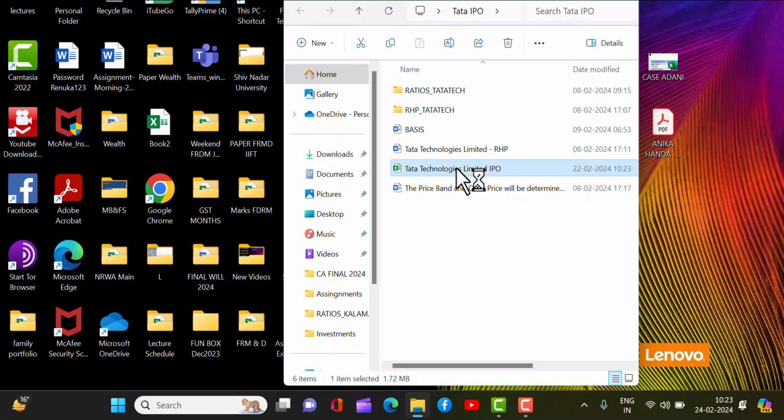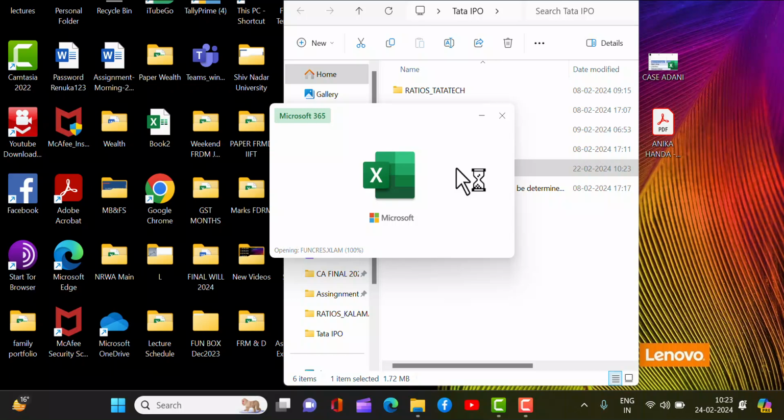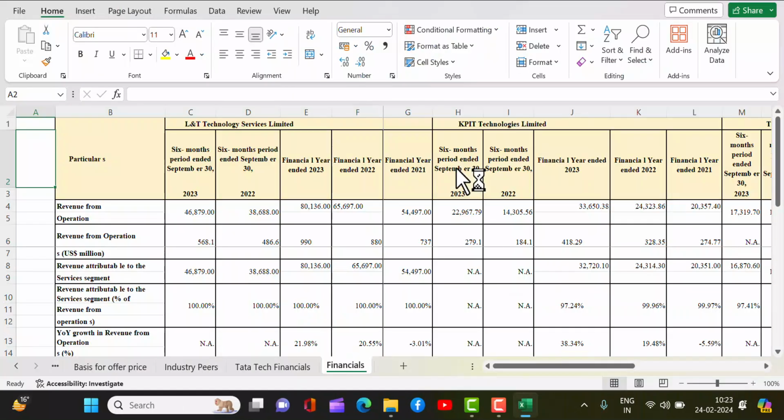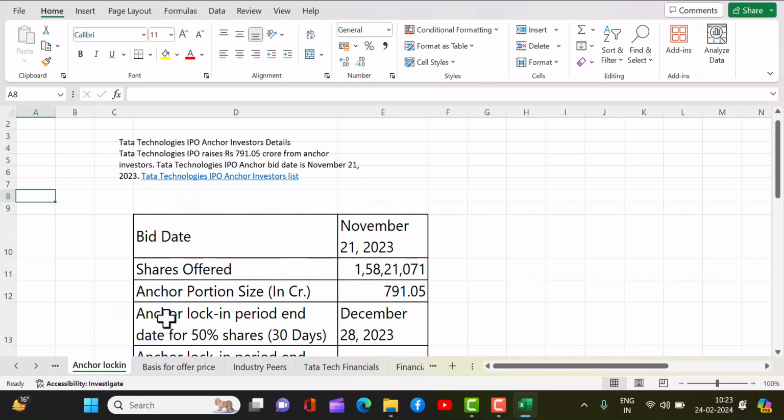So this is an Excel sheet. What I have done is I have downloaded the data from a site, the National Stock Exchange. I'll just let you know from where you get this data. In the meanwhile, you can just open this file.